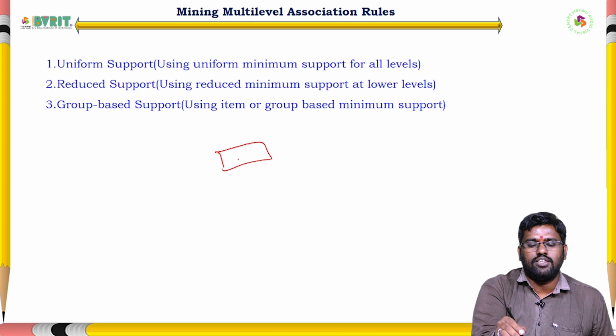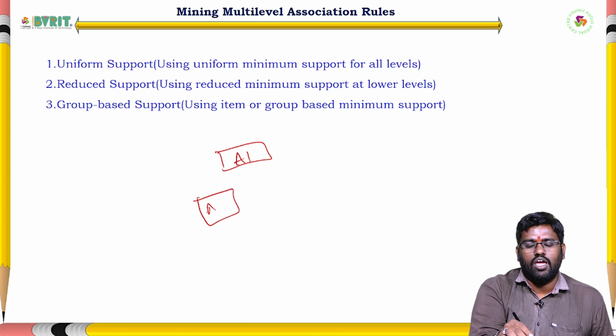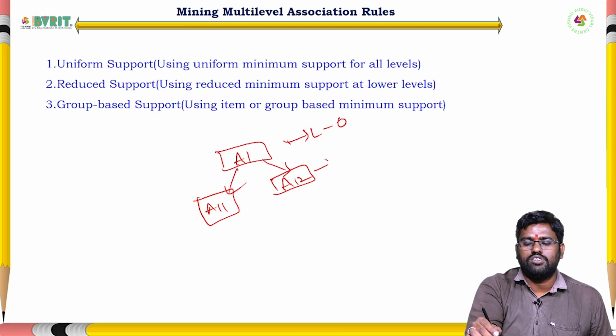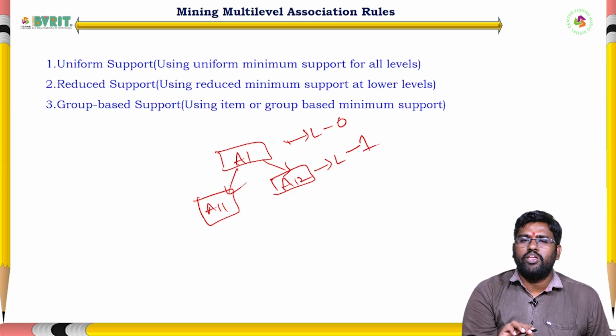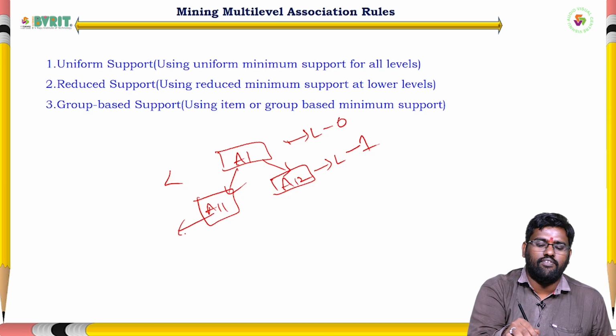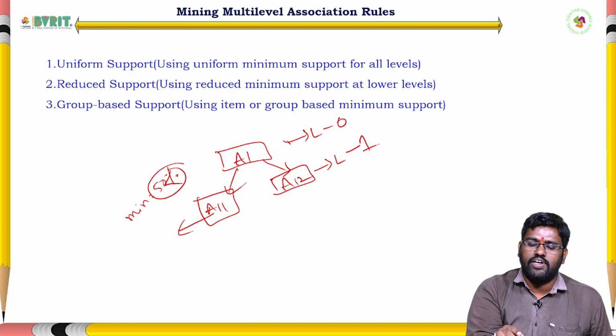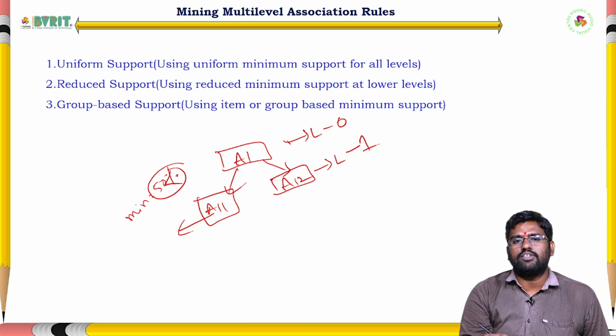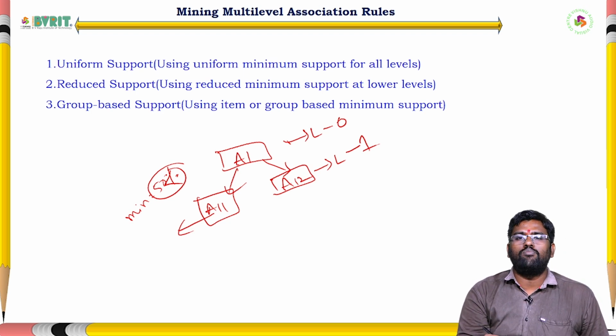our transaction has A1, A11, A12, like this. This is level 0, this is level 1. However many levels there are, for each and every level the minimum support value is the same. So A1 has minimum support of 50%, and at the A11, A12 level the minimum support is also 50%. Like that, uniformly we assign the minimum support value. That is about uniform support.